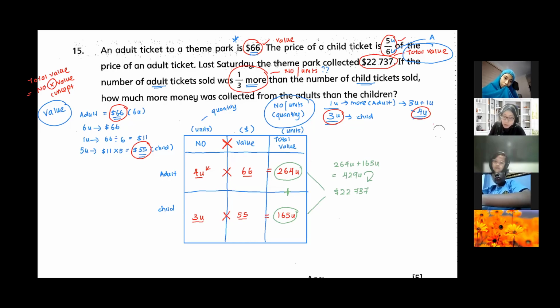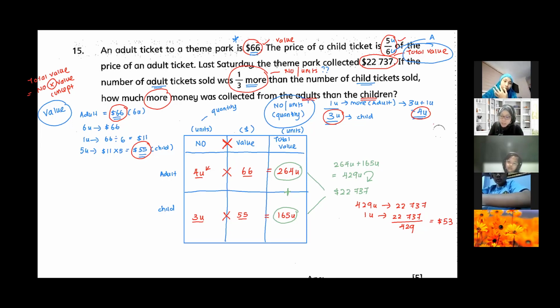Now I can start to solve the question, right? So I know that 429 units represent 22,737. 1 unit is 22,737 divided by 429. I get $53.